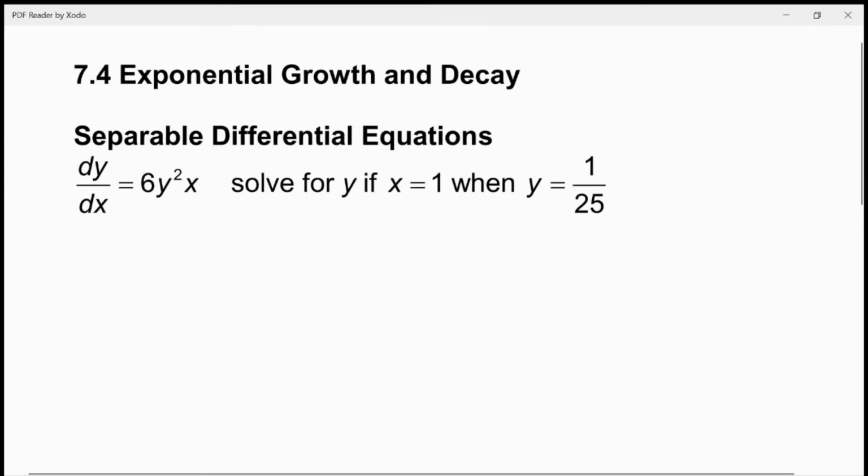This is AP Calculus AB, and in this video I'm going to talk about section 7.4, exponential growth and decay. The main focus in this section is going to be application problems of our separable differential equations. But you are going to see some problems like these first couple of examples that we're going to go through.